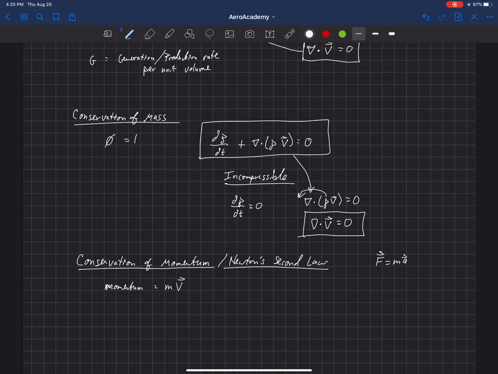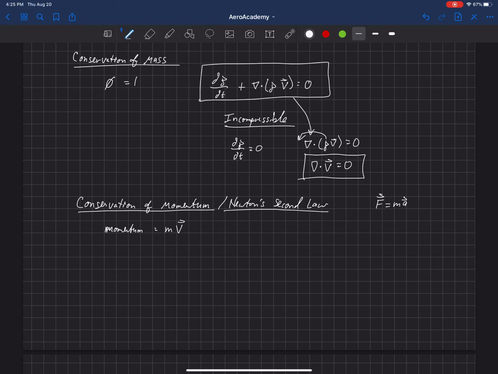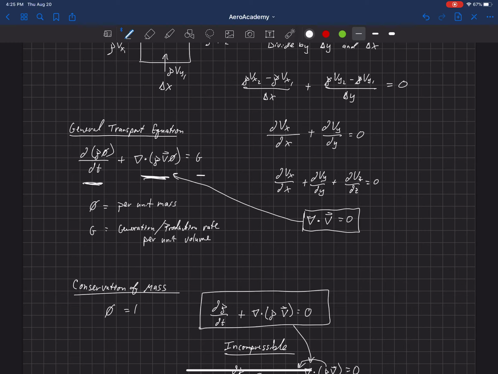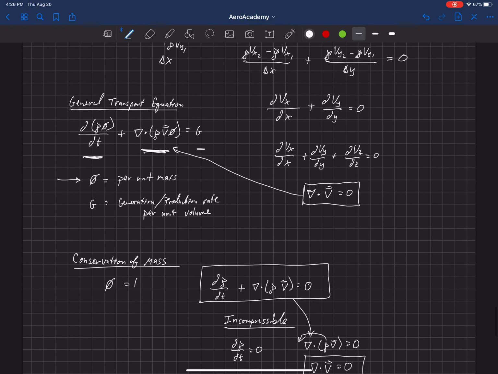So if we need to know what the momentum per unit mass is, we can simply divide that by mass. And so momentum per unit mass is just equal to V. And that's the property. Remember, for our general transport equation, we need to know what this property is per unit mass. And we're doing conservation of momentum, so we take momentum per unit mass, and that's just the velocity. So let's plug this now into our equation.